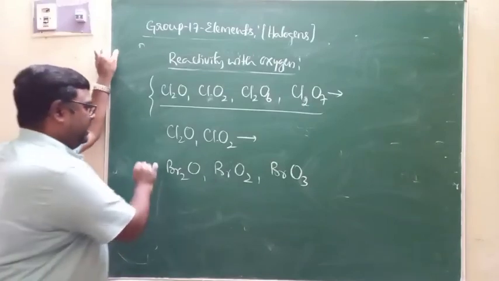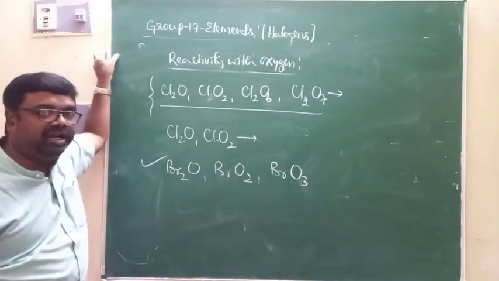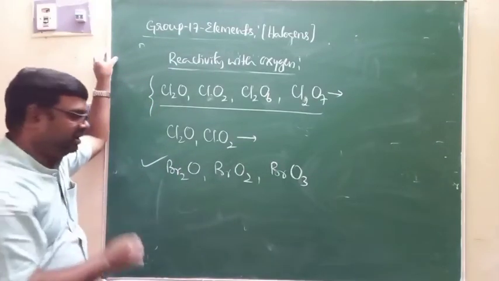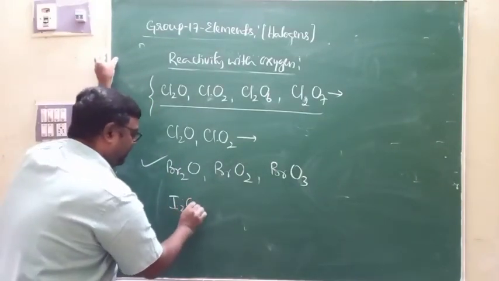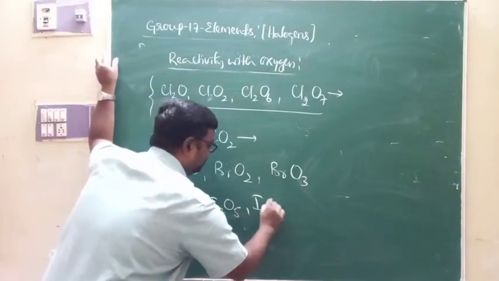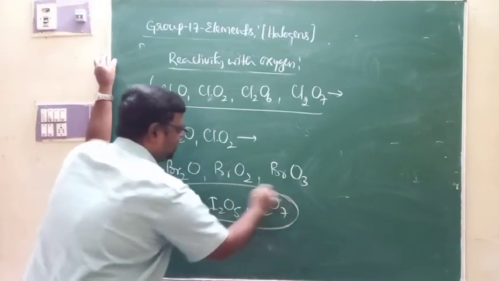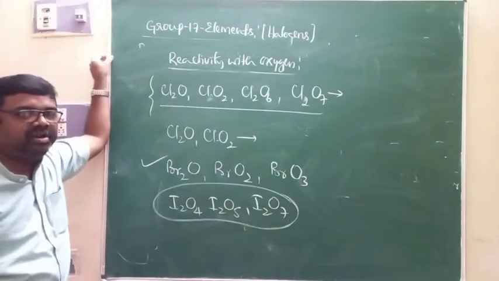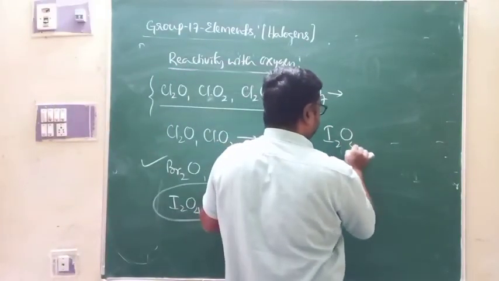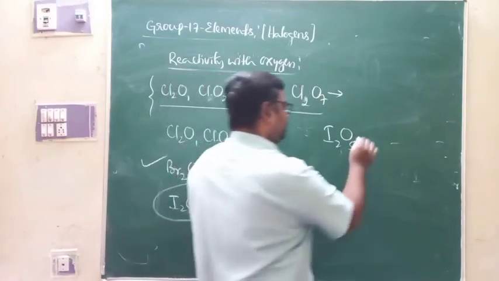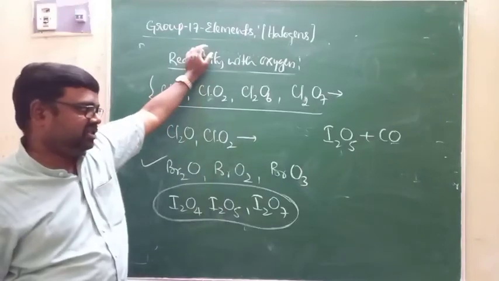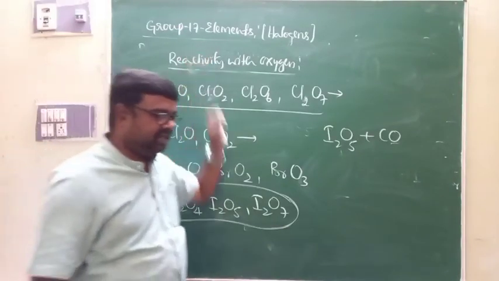Now, these oxides are available only at low temperature. Oxides of bromine will be available at low temperature. Similarly, we have I2O4, I2O5, and I2O7. These are the oxides of iodine. Generally, they are solids, and among these, I2O5 is a very good oxidizing agent used for the estimation of carbon monoxide in quantitative analysis.